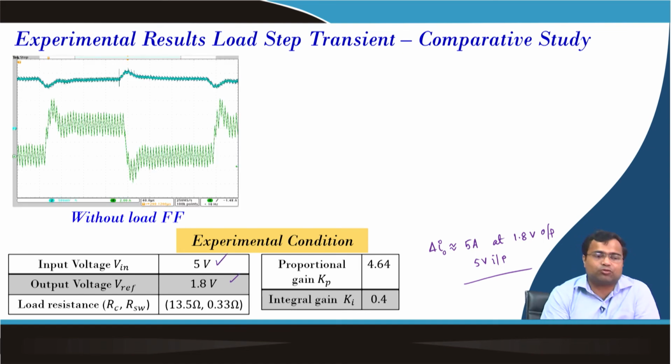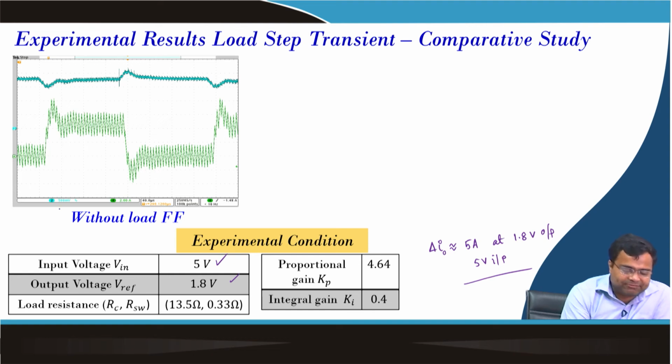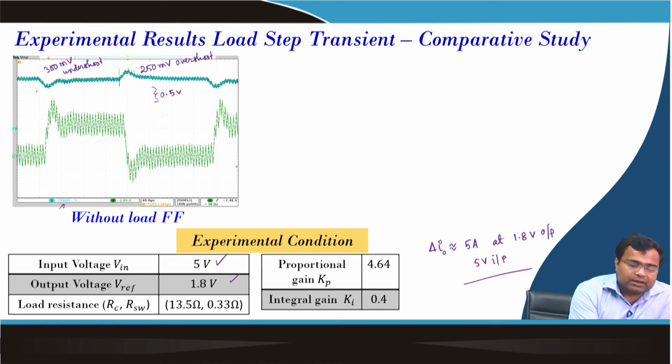Now, the first thing, again, is the load transient performance. Here you can see this division is 0.5 volt. So you can see the undershoot is around 300 millivolt and the overshoot is around 250 millivolt, and the settling time is roughly around 35 microsecond here and around 40 microsecond here.